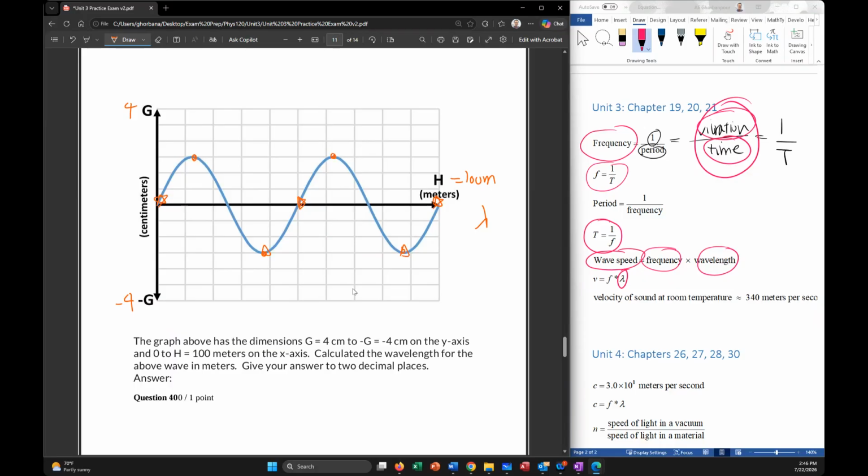So how many vibrations do we have? One, see, this is going to be one lambda. From this to this is going to be another lambda. This graph represents 2 lambda. And 2 lambda is how many meters? 100 meters. So what is the lambda? 100 divided by 2 is going to be 50 meters. So it means that from here to here is 50, from here to here is 50. 50 plus 50 is 100. This is how we can calculate the wavelength.